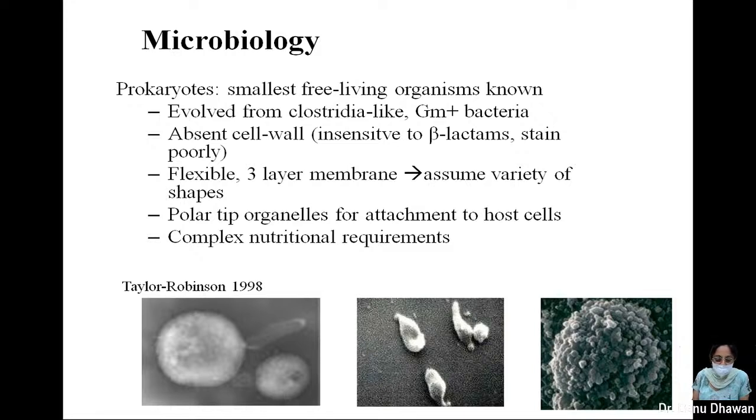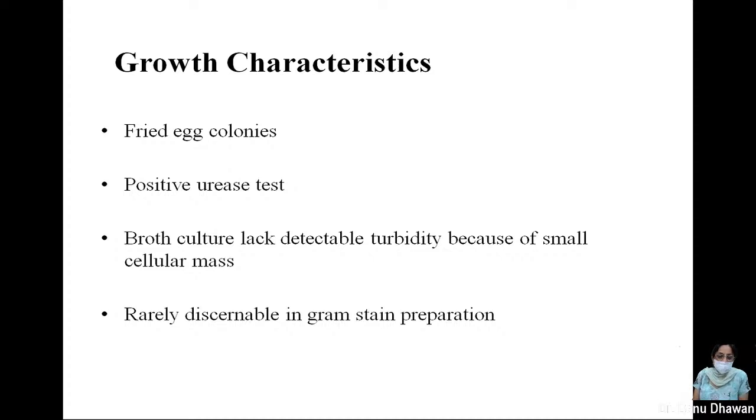Now, these are some of the pictures of the mycoplasmas here. A very characteristic growth feature of mycoplasmas is that they form fried egg colonies on agar. That is, you have a dense nuclear core structure and a periphery. In the case of Ureaplasma, as the name indicates, they have a positive urease test. They utilize urea by production of the urease enzyme.